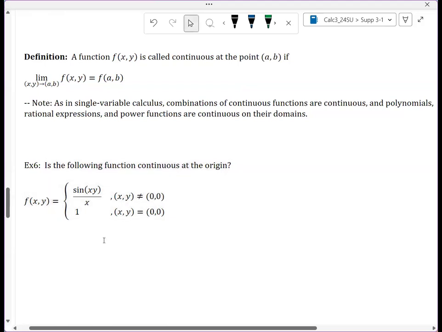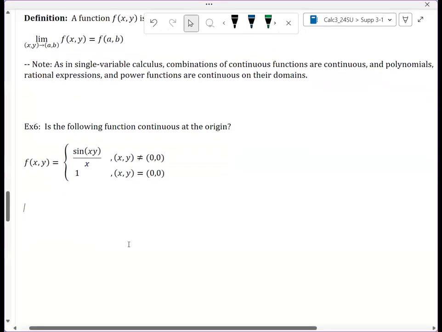Okay, so example 6: is the following function continuous at the origin, at 0, 0? f of x, y is defined to be sine of xy over x for (x, y) not equal to (0, 0). But of course, if we try to plug in 0, 0 here, we get an indeterminate form. So we have a piecewise defined function where we say f of 0, 0 equals 1. Is this function continuous at the origin?